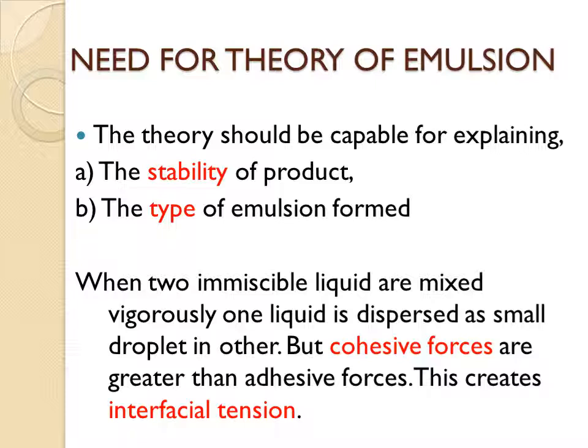So any theory which explains the stability and the type of emulsion formed comes under the theory of emulsification. Simply, when two immiscible liquids are mixed together, one liquid disperses into the other liquid in the form of oil globules, or we say the dispersed phase comes under the droplet or globule size.